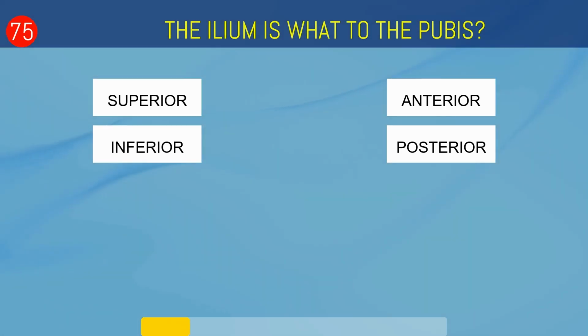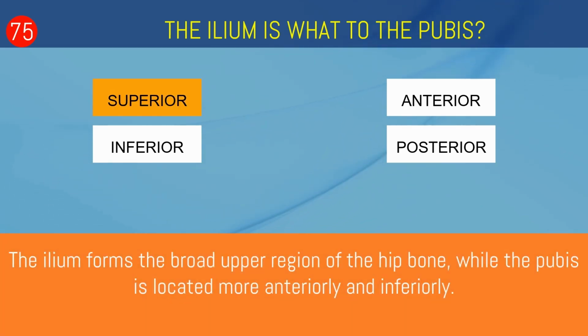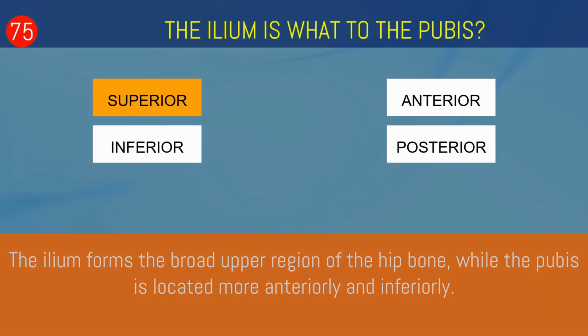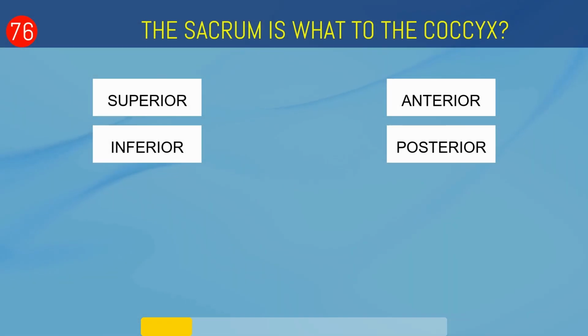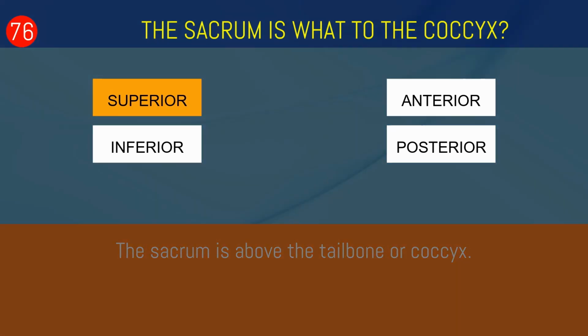The ilium is what to the pubis? Superior, inferior, anterior, or posterior. Superior. The ilium forms the broad upper region of the hip bone, while the pubis is located more anteriorly and inferiorly. The sacrum is what to the coccyx? Superior, inferior, anterior, or posterior. Superior. The sacrum is above the tailbone, or coccyx.